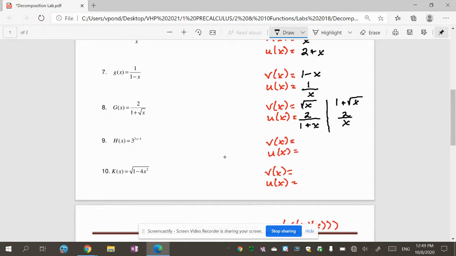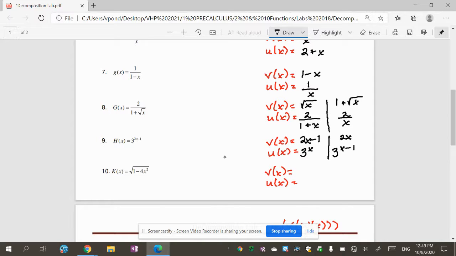For number 9, I let my inside function be 2x minus 1. My outside function I left as 3 to the x. Okay? Another way to do that one is you could have your inside function as 2x. That could be 3 to the x minus 1. Either one will work.